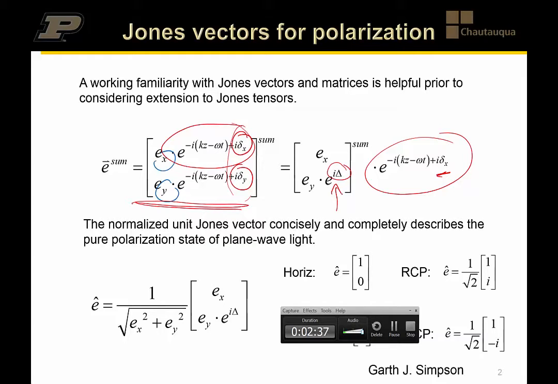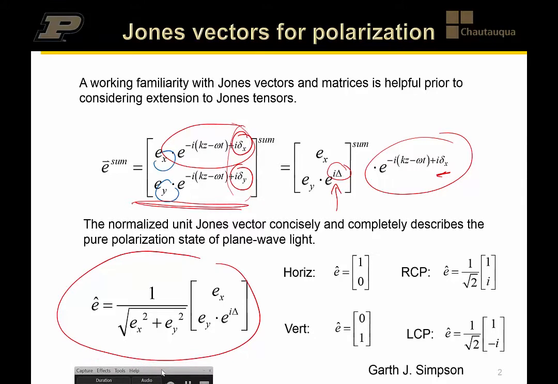And normalization is pretty straightforward. That's what's going on with this whole mess right here, which I won't go into in detail. You can find this in a lot of other places, but I'll skip straight to some common polarization states and what their representative Jones vectors look like.